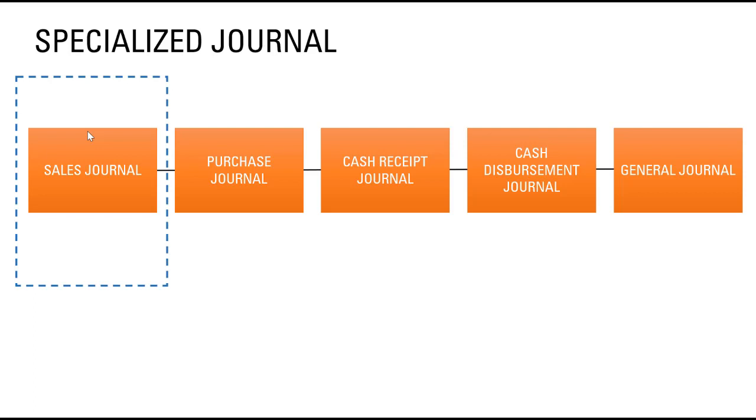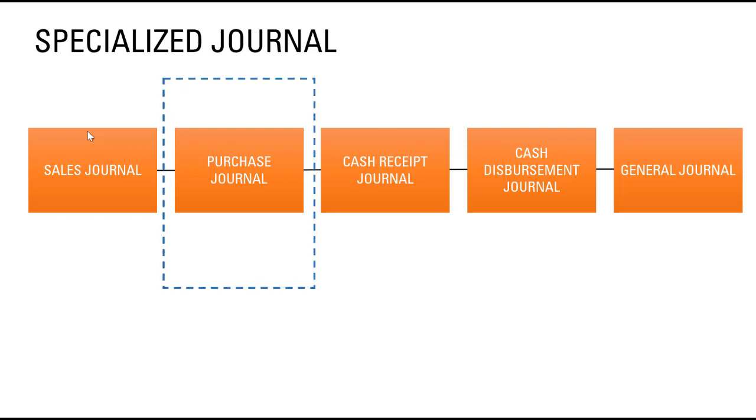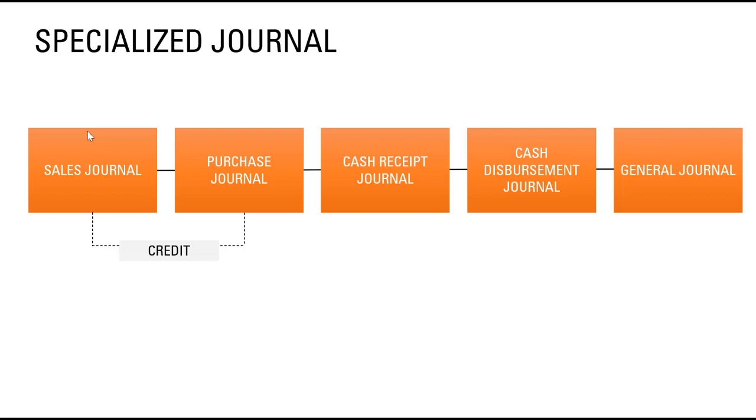First item on our list is a sales journal, where we track our sales on credit. Next is the purchase journal, where we track all our purchases on credit. Notice that these two journals track transactions on credit.